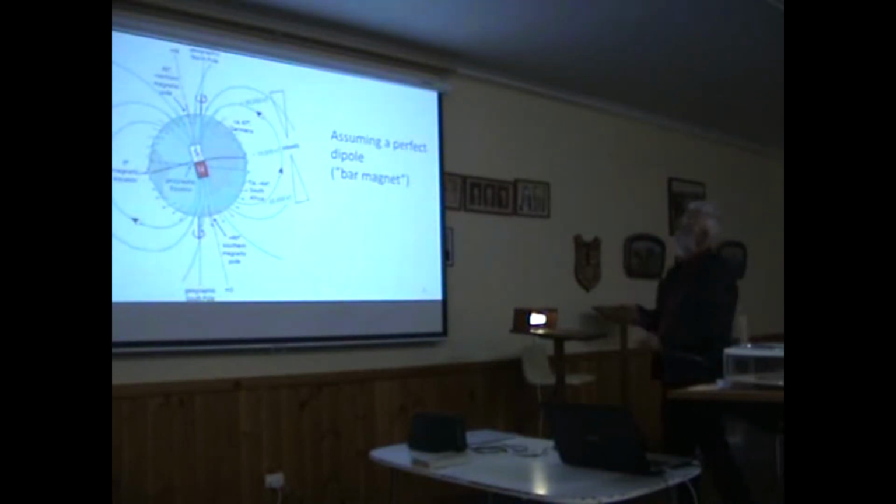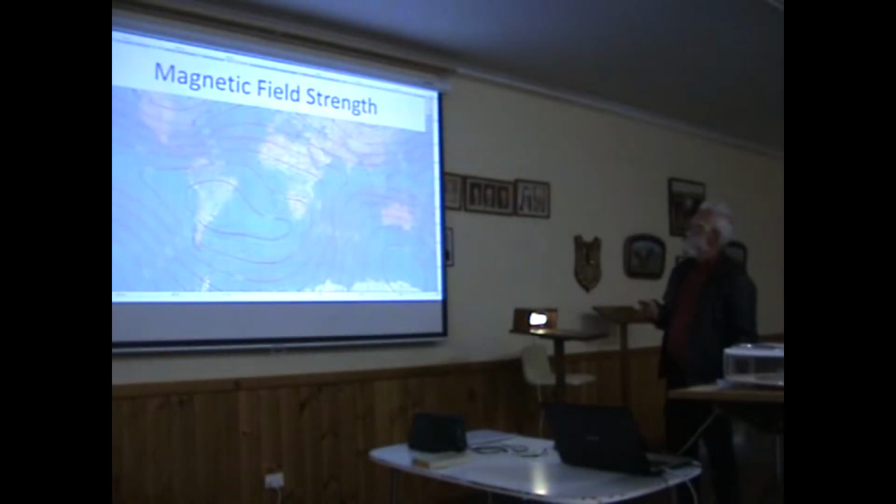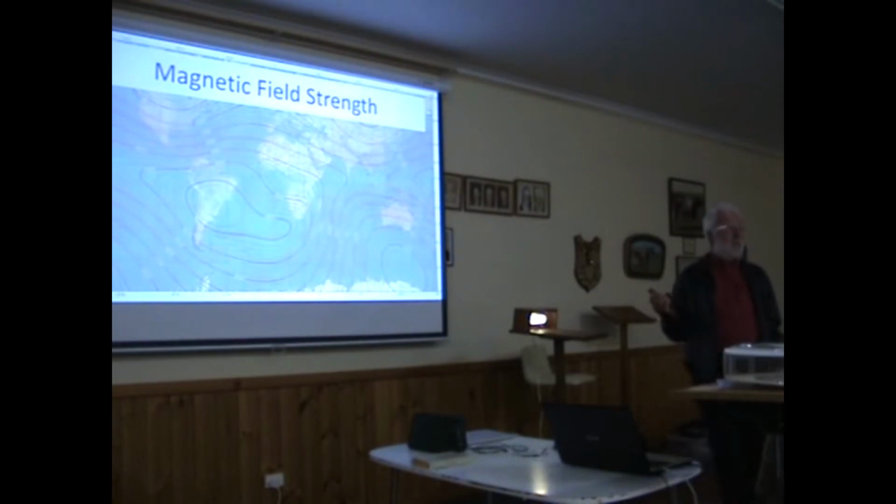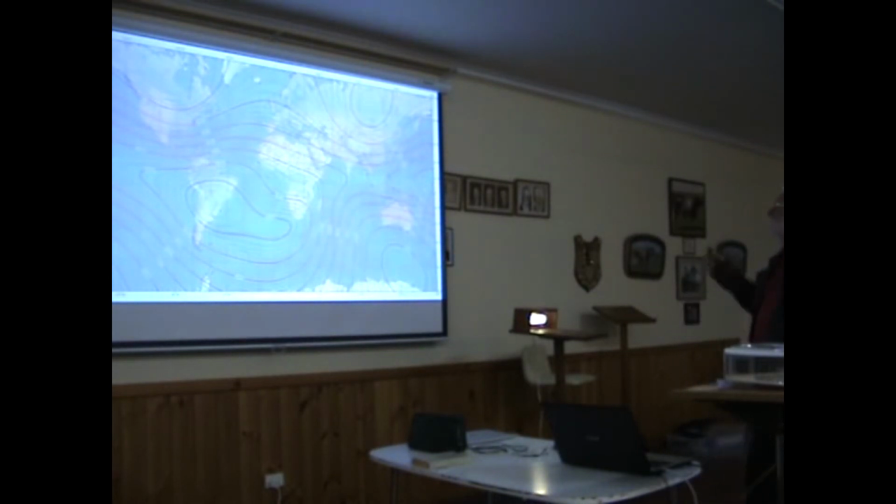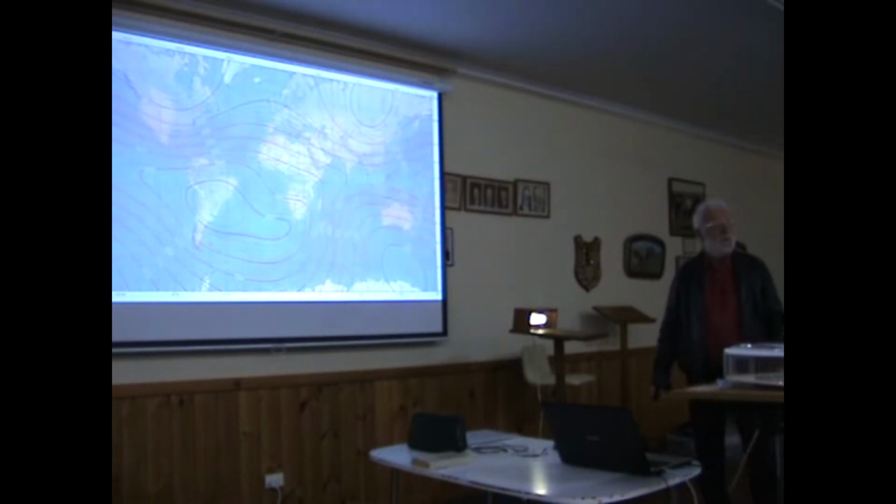And this is just the approximation that the Earth's a perfect bar magnet, but it doesn't matter, it illustrates the point that I wanted to illustrate. So if you want the reality, this was measured in 2011, I think. Satellites are making these observations all the time. This is the strength of the magnetic field at the surface of the Earth, as measured.